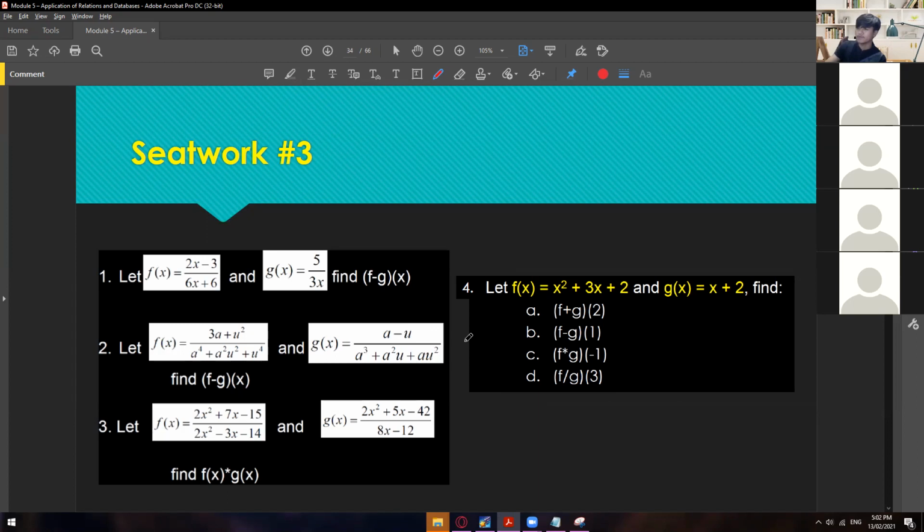So any questions so far regarding your Seatwork number 3? None, sir. Okay. So just simplify this one to its simplest form, okay? To its super simplest form. If ever there is a simpler form than that, then please do it, right?